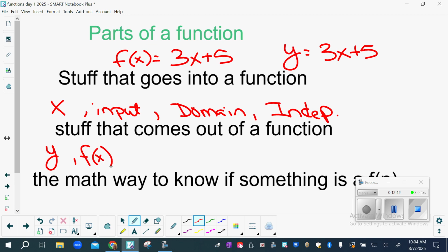The stuff that comes out, the answer, we refer to sometimes as Y, or we refer to it as the f of X. It is the output. A bunch of them are called the range, right? What comes out of our little machine. And it is the dependent variable. And here's why. It depended on what button you pushed, right?